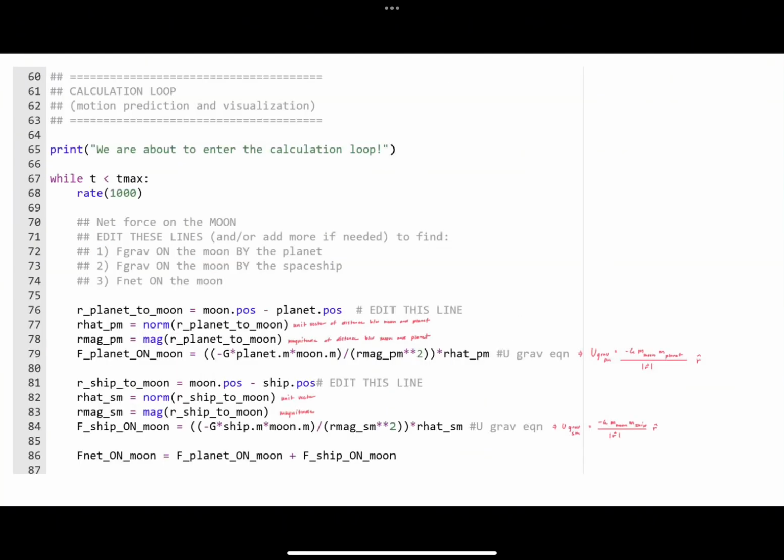First, we will be finding the force on the moon, which includes both the force of gravity on the moon by the planet and the force of gravity on the moon by the spaceship. First, we find the distance between the moon and the planet and the unit vector and magnitude of the distance vector. We then use the force of gravity formula to find the force of the planet on the moon. The same process is used to find the force of the ship on the moon. The net force on the moon is the sum of the two forces that we just found.